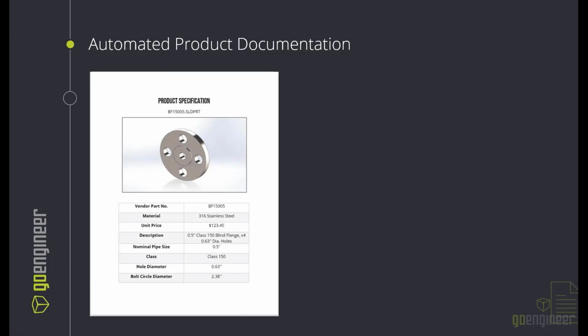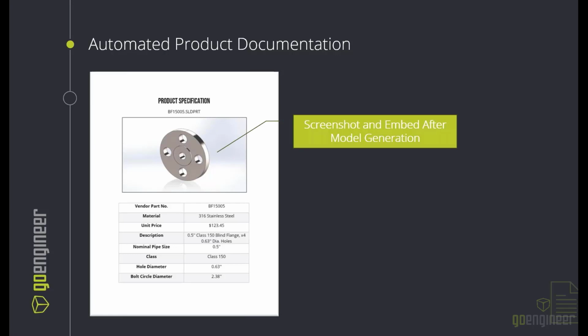This could be generated en masse with the rest of the flanges or on demand, however you'd like. But let's start to talk a little bit about this technology. First, we can screenshot and embed the part, the exact part. This isn't just a default part that every model gets. This is the part, the BF15005 part. And then we can embed that in the Word document.